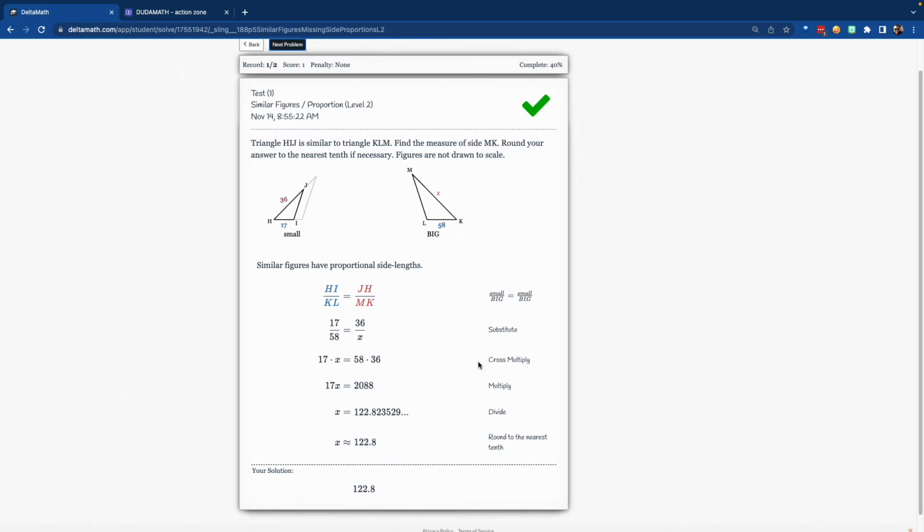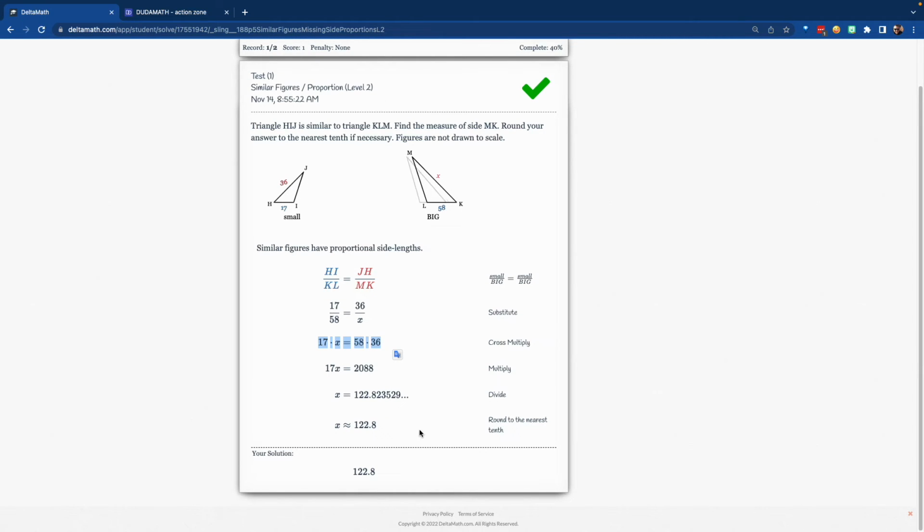And confirmed. There we go. And it did the same thing we did: cross multiply, divide by 17, and then round it off. And they were doing small to big, so they did 17 to 58, 36 to x. They actually set it up the same way that we did.